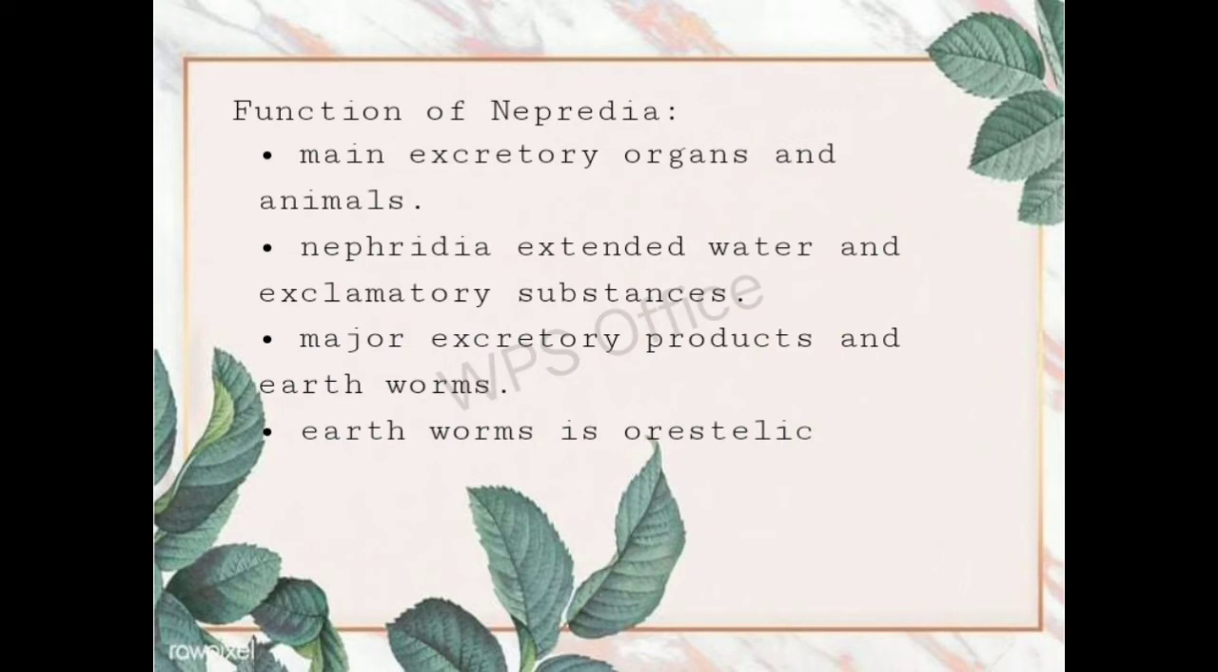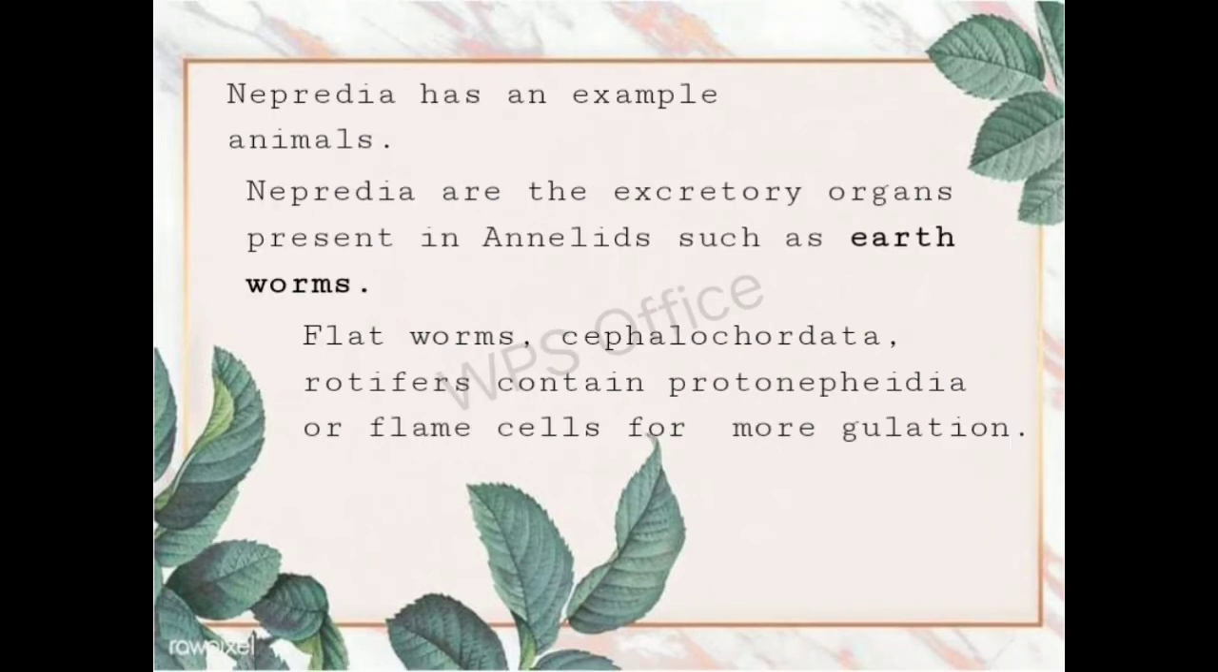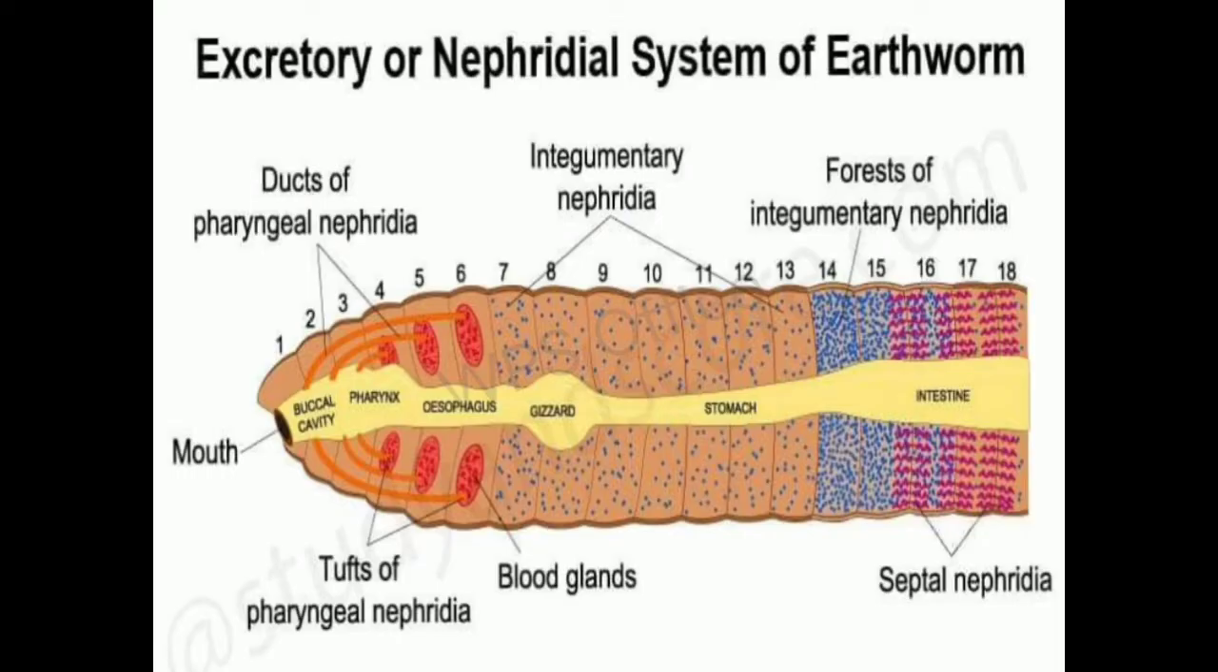Nephridia also have a function. They are the main excretory organs in animals. Nephridia excrete water and excretory substances, the major excretory products in earthworms. Earthworm is ureotelic. Nephridia have examples in animals. Nephridia are the excretory organs present in annelids such as earthworms, flatworms, and cephalochordata. Rotifers contain protonephridia or flame cells for osmoregulation. And this is an example of the excretory or nephridial system of the earthworm.